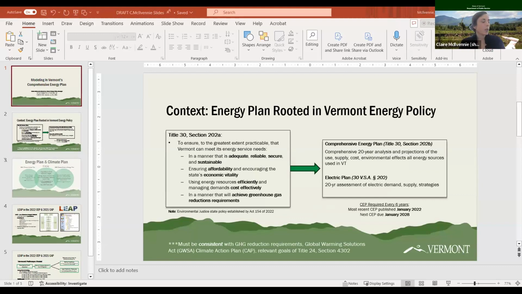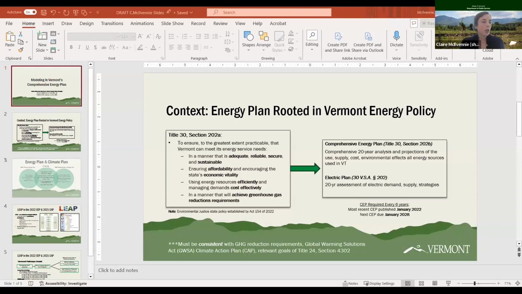But in Vermont, our approach to energy planning is really rooted in energy policy. I have Vermont's energy policy here in Title 30, and what that obligates us as the Department of Public Service to help carry out. I won't read through this, but that really flows into the two energy plans that we're required to do every 6 years based on that statute.